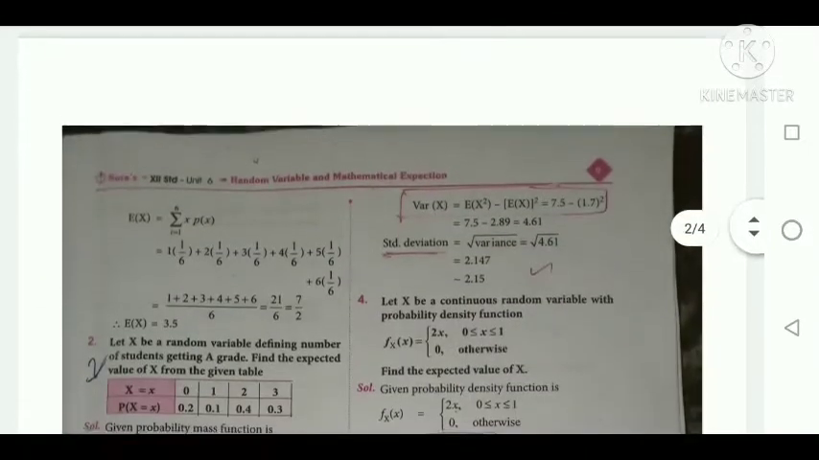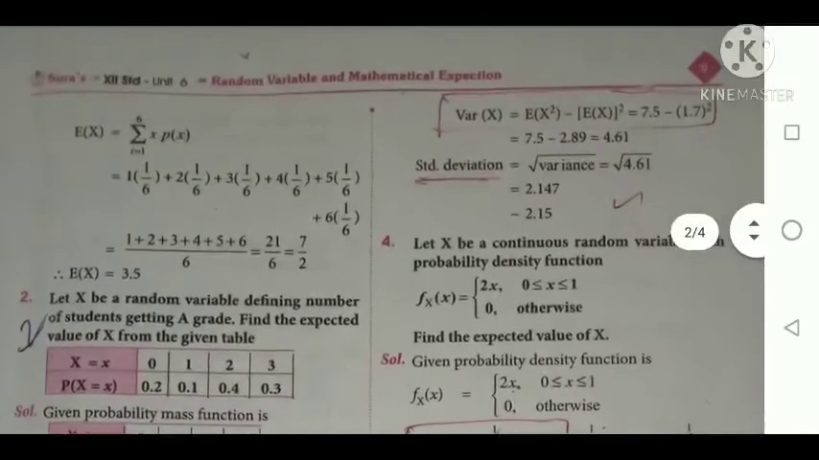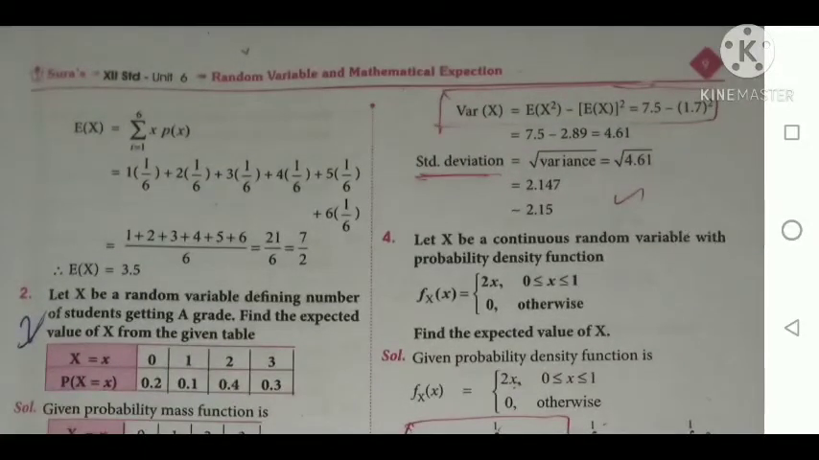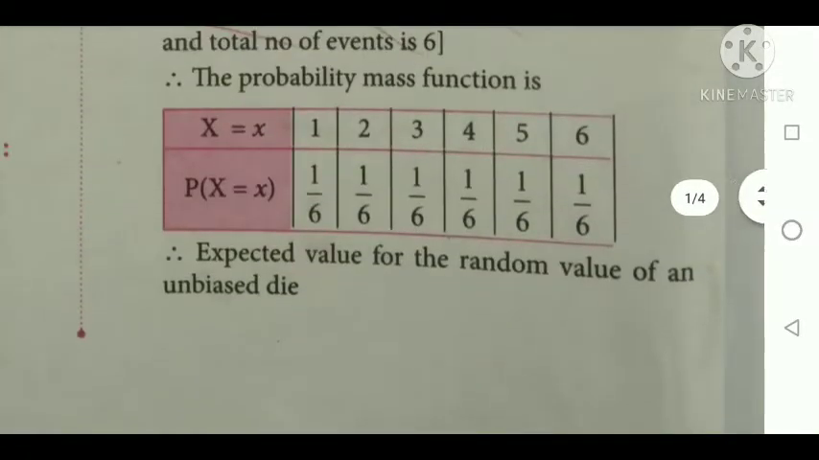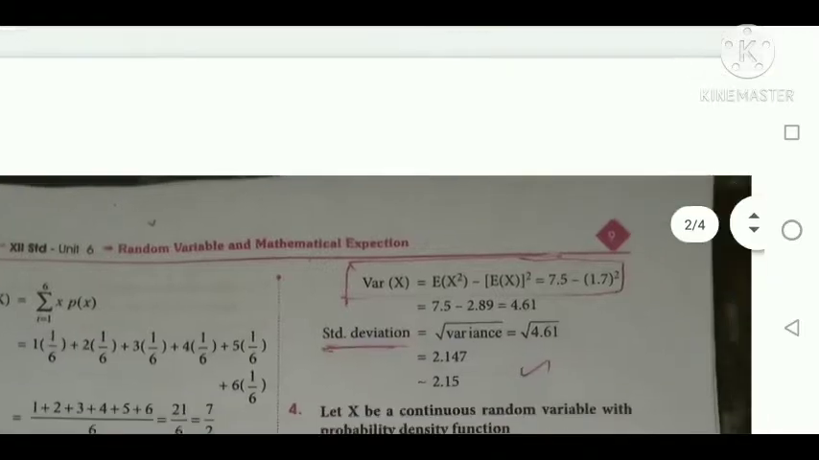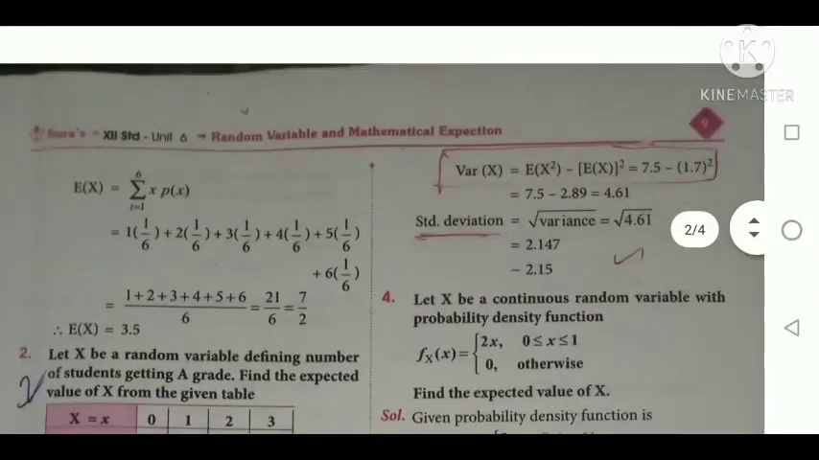Okay. Then next, the formula for expected value is E of x equal to sigma i equal to 1 to 6 of x into P of x. That is 1 into 1 by 6, 2 into 1 by 6, 3 into 1 by 6, 4 into 1 by 6, 5 into 1 by 6 and 6 into 1 by 6. We are getting the value 21 by 6, that is equal to 7 by 2. If you divide 7 by 2, we are getting the expected value equal to 3.5.